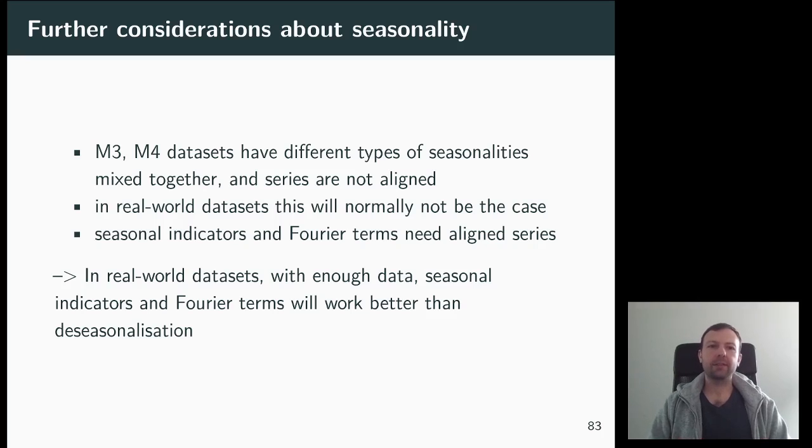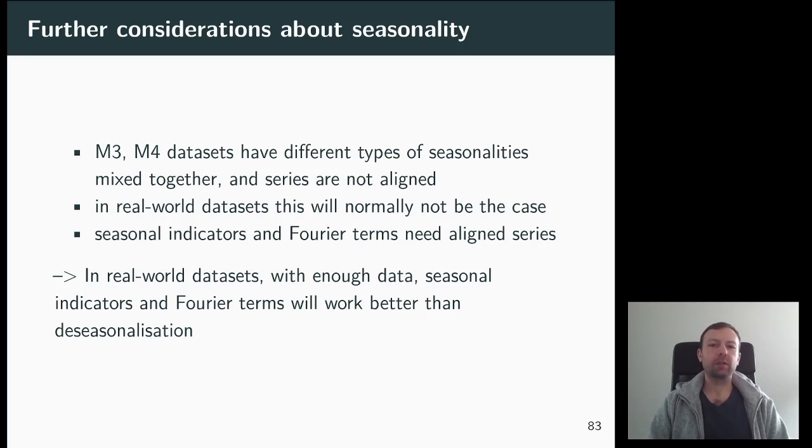As I've just discussed, in the M3 and the M4 data sets we actually see very, very different seasonalities mixed together, and also the series are not aligned. But in a real-world data set, this will very often or normally not be the case. You would see much more like what I've shown in the NN5, that all the series follow roughly a similar seasonal pattern. And in that situation, just using some seasonal indicators or Fourier terms works well.